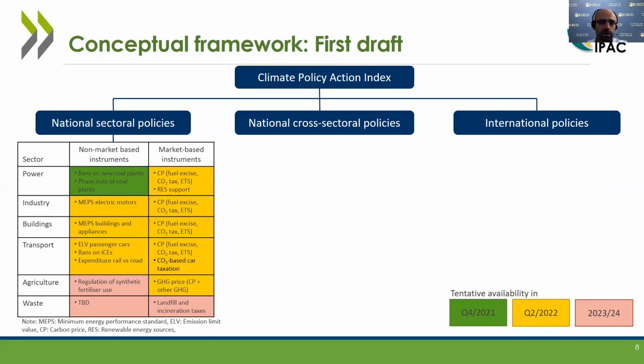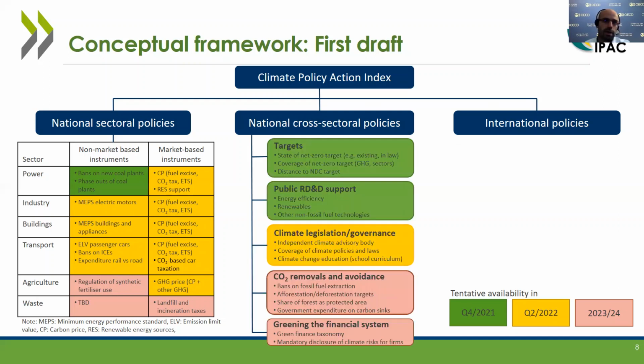On the market-based instruments, it's primarily carbon pricing, so fuel excise taxes, carbon taxes, and emission trading schemes. And the emission trading schemes, or most of them, would also cover non-CO2 greenhouse gases. But then we also go beyond carbon pricing and capture some other market-based instruments, for example, renewable energy support in power or CO2-based car taxation in transport. And in the long term, we are also envisioning to have landfill and incineration taxes in waste.